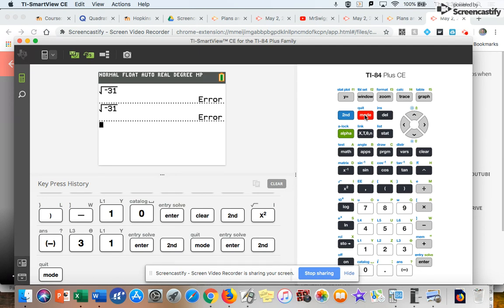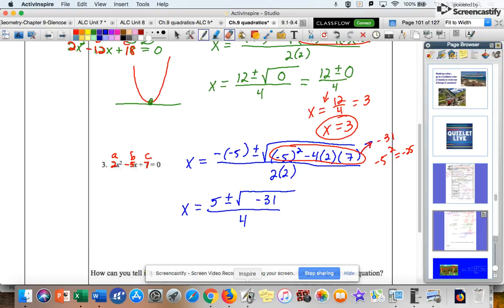So eventually in Algebra 2, you're going to learn about the complex number system and imaginary number system that allows you to take the square root of a negative. But in this case, we're not going to be able to take the square root of negative 31. So when you have that situation, it is not going to be possible to square root a negative number for a real solution.